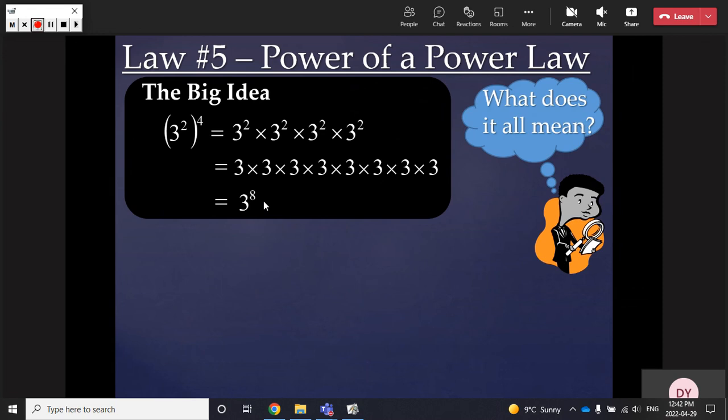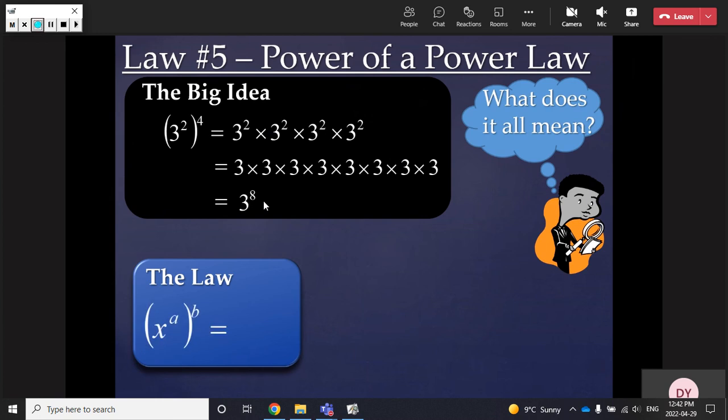So now, have a look. What's the shortcut here to go from the very beginning, 3 to the power of 2 to the power of 4, to the very end here? Yeah, what do you think, Charlie? Multiply the exponents, right? So here's the law. If we have some x raised to some exponent a, and all of that is to another exponent b, then what we're going to do is multiply those exponents. Something like that, a times b.